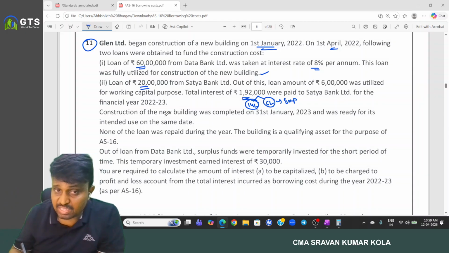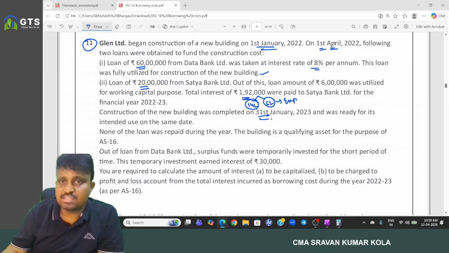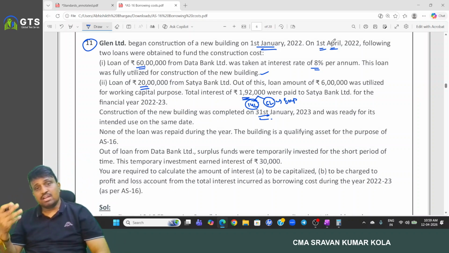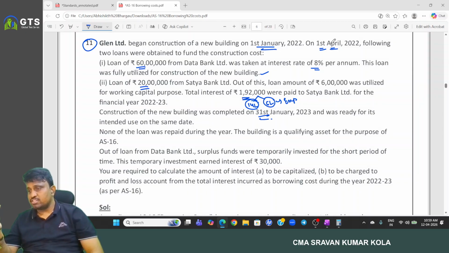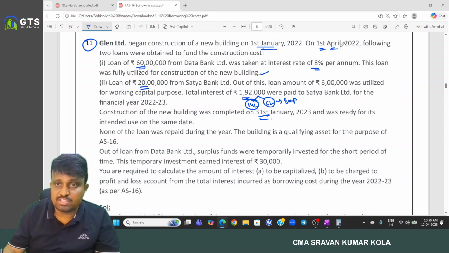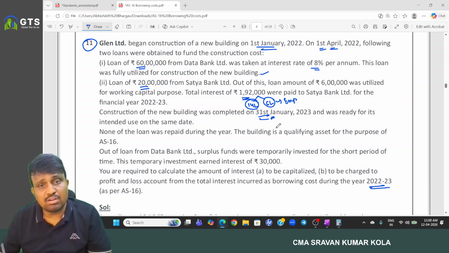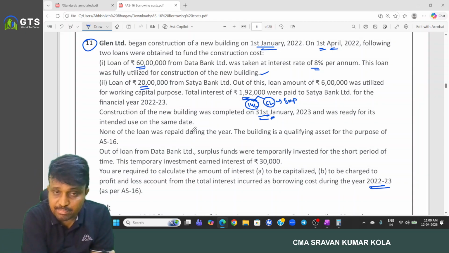Construction of the new building was completed on 31st January, because the building construction was started from 1st April 2022 onwards. So January, February, March, these 3 months cannot be capitalized. Sorry, we started with 1st April 2022, for the year 22-23, 1st April to 31st March. Construction was completed on 31st January 2023 and was ready for intended use on the same date. None of the loan was repaid during the year.